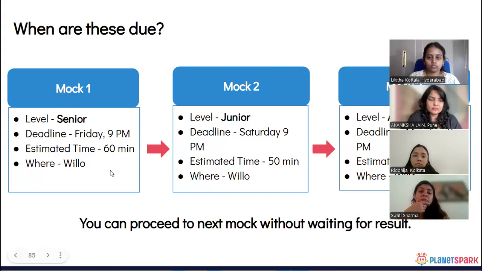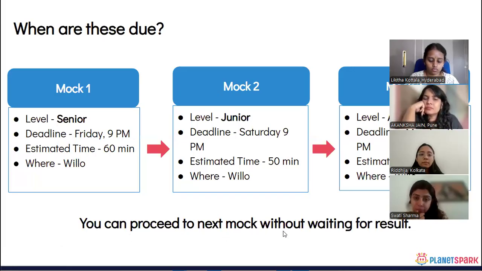Okay. Then we come to estimated time, 60 minutes. I'll come to this in a little while. You have to give it on the Willow platform. All of you are aware of the Willow platform. You have given your PIs on Willow. So the same platform will be used for giving your mocks. Do not wait for the result; you can proceed to the next mock without waiting.